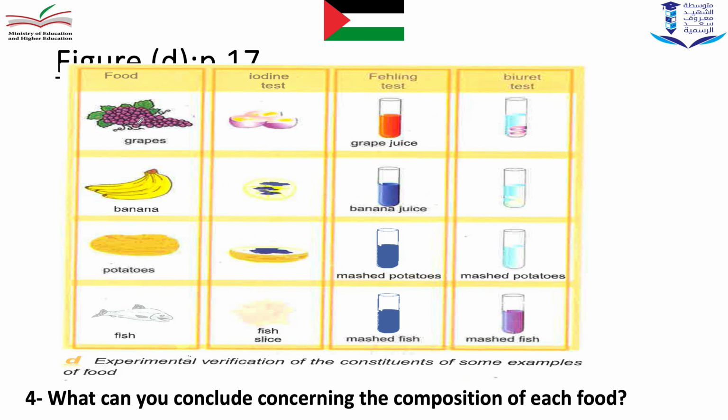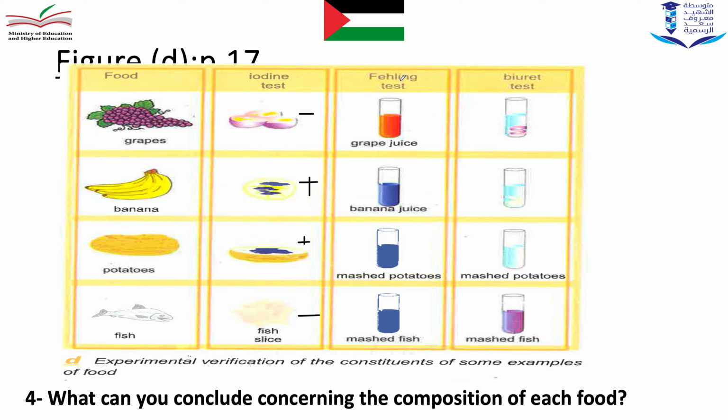Here we are doing the iodine test on grapes. Okay, we see it gave brown orange, meaning no starch. The banana with the iodine test gave dark blue, presence of starch. Potatoes with the iodine test give positive, indicating the presence of starch. Fish with the iodine test gave no dark blue color, absence of starch.